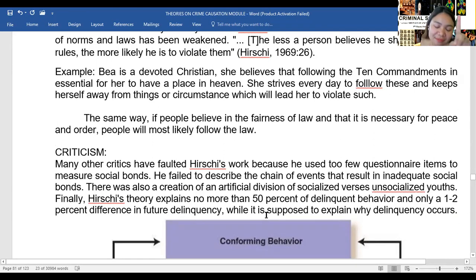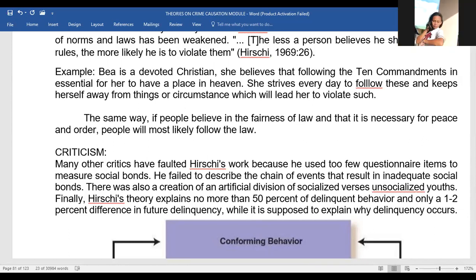From the example we explained earlier, can someone now explain to me what the possible reason is why a person commits a crime, by using the idea in this theory? Again, can someone explain to me what the reason is why a person commits a crime, using the idea of this theory?